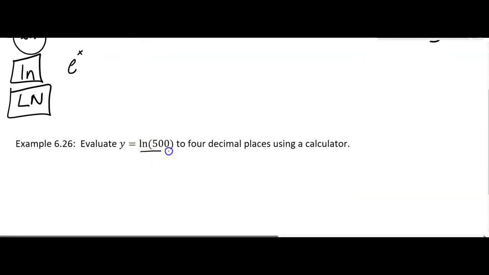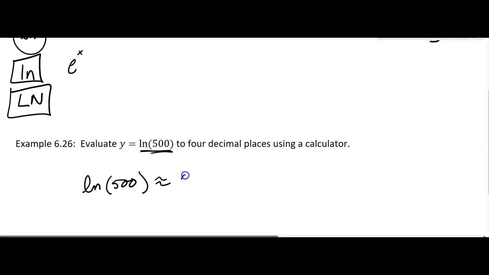We want to evaluate then ln of 500 to 4 decimal places using a calculator. So we find the ln button. We're going to put in 500 and we're going to see what that equals. Okay, so there's my ln button. I put in 500. I always close the parenthesis, just good habits.